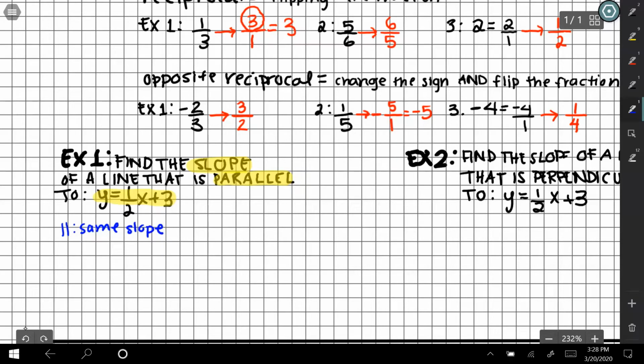So I'm going to use the equation y equals mx plus b, and this number that is in front of the x is always my slope. So I'm going to find that number here. In this example, it's 1/2. So my slope, or my m, is going to be 1 over 2. And because they're parallel lines and their slopes are the same, this is my answer.